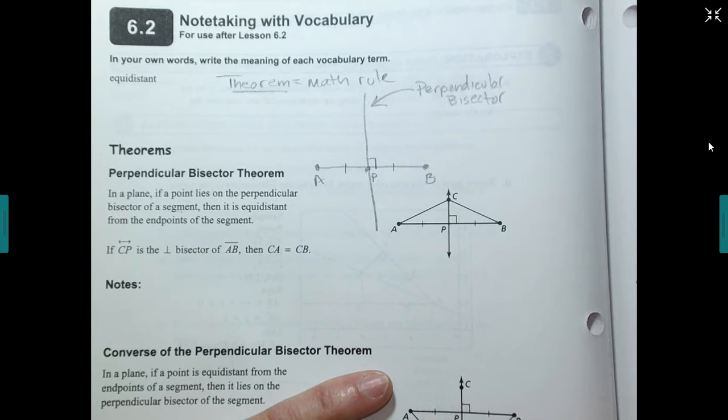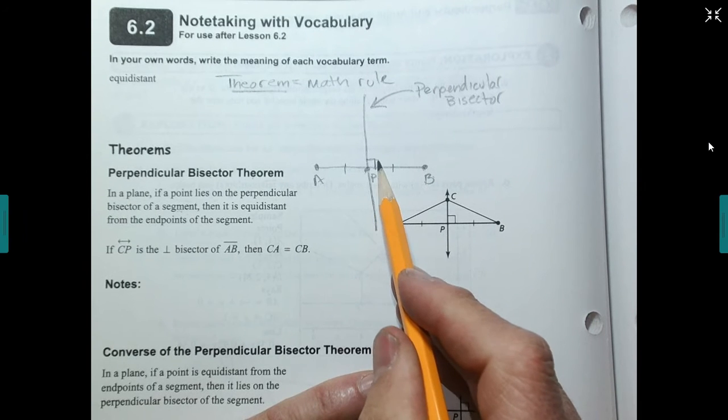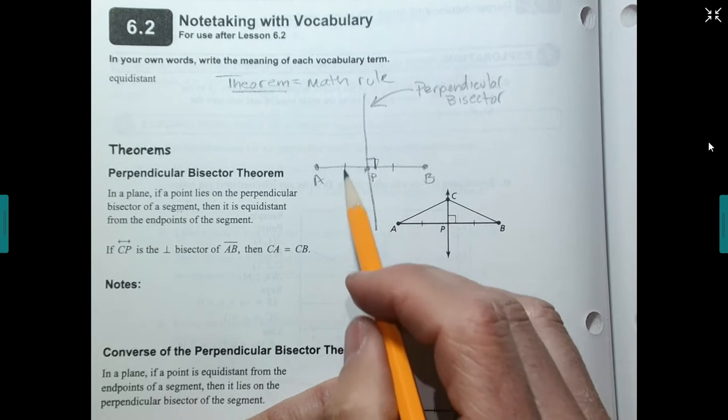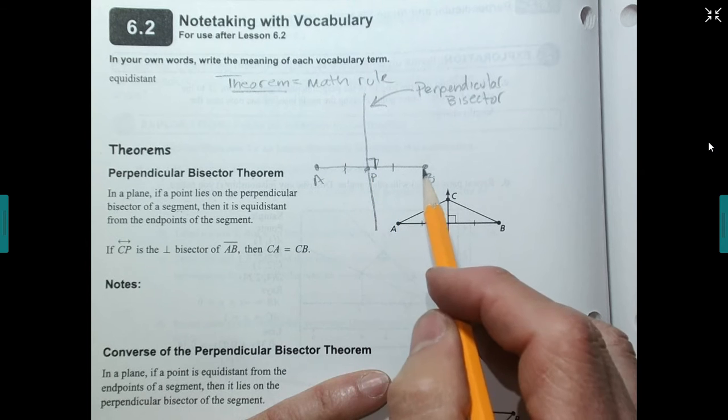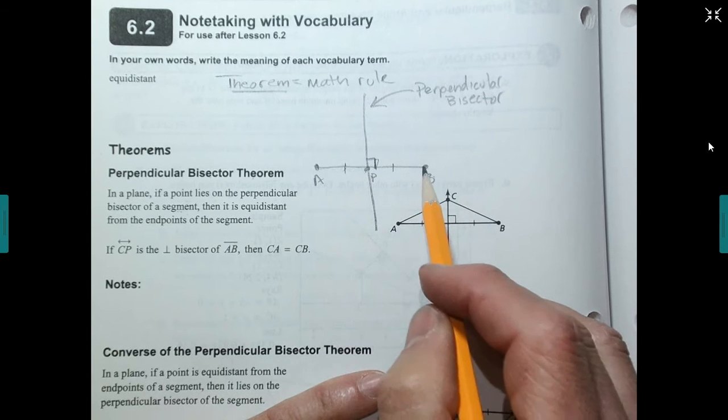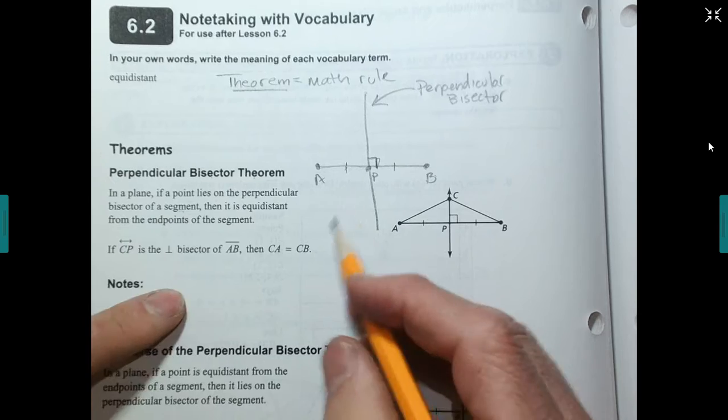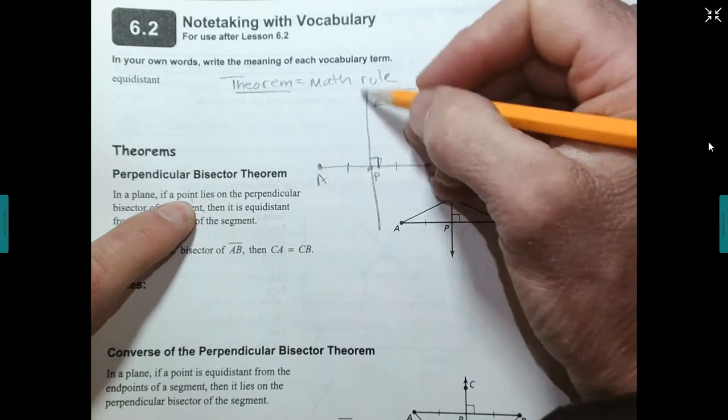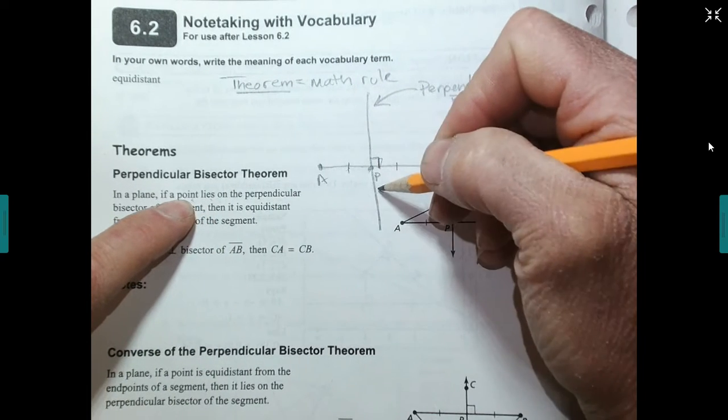So this right here is called a perpendicular bisector. Why is it a perpendicular bisector? Because it's perpendicular, right? It's at a 90 degree angle, and it's a bisector. It makes this equal to this. So it bisects this AB.